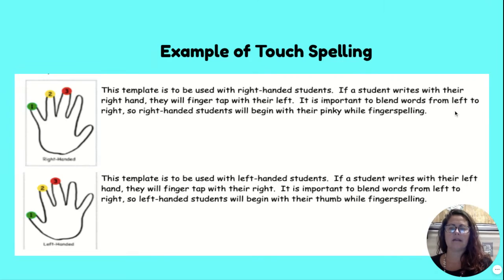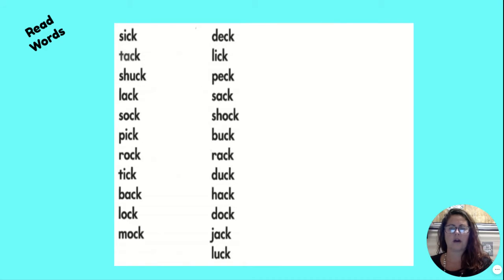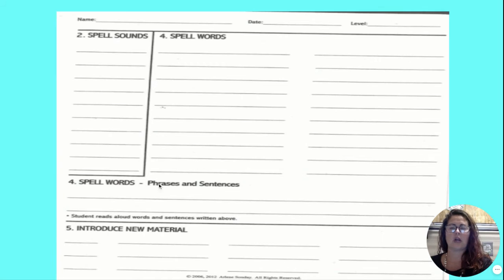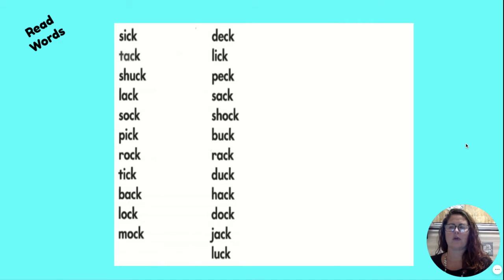Oh, let's skip ahead. Oh, I think I went too far. Got some things out of order. So in the spell words section, oh, I'm sorry. I'm all confused. It's like we've skipped some things today. I think we're out of order, but let's just go ahead. We're going to go to the read words section, and then we'll see from there.